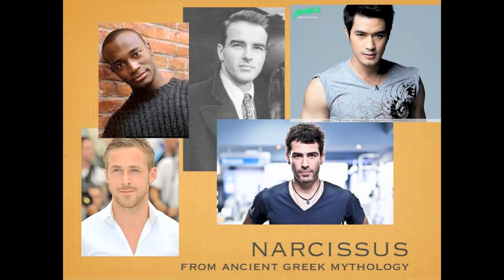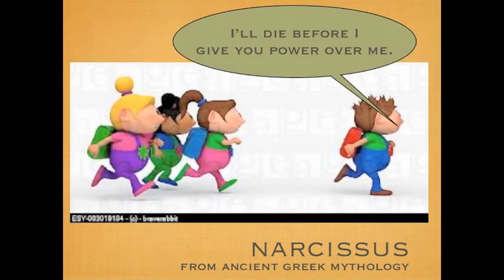Another story from ancient Greece is the story of a man named Narcissus. Narcissus was an extremely beautiful man. Every woman who saw him fell in love with him and wanted to be with him, but he turned them all away. What he said to them was, "I'll die before I give you power over me." He thought that loving another person would make him weak.